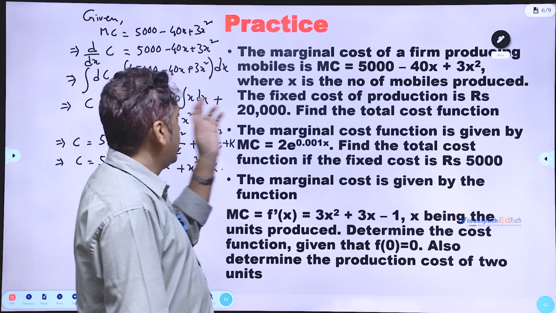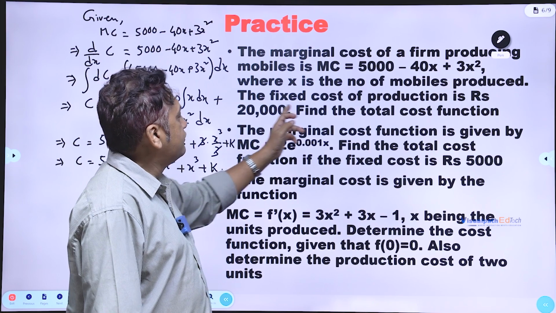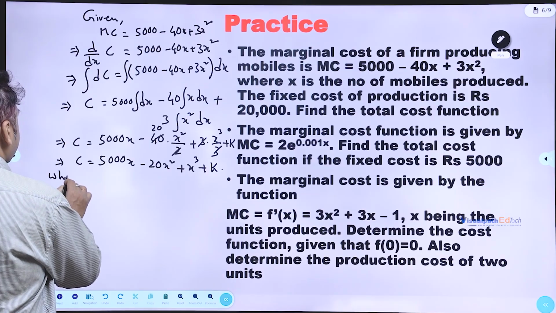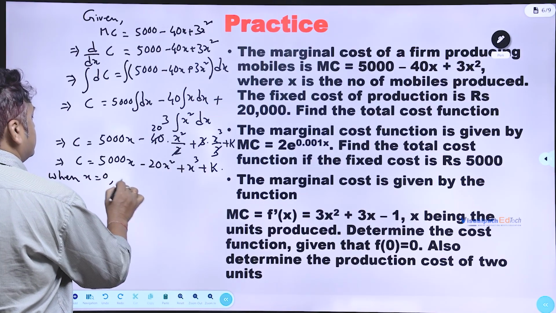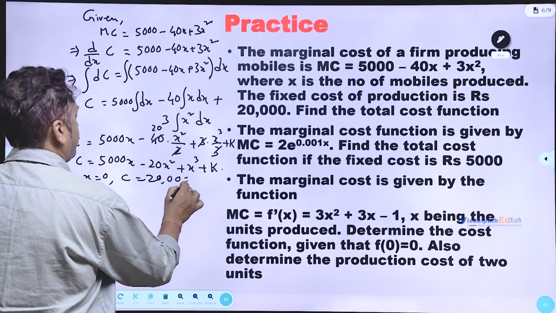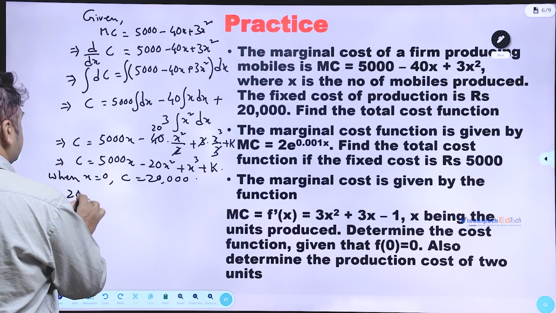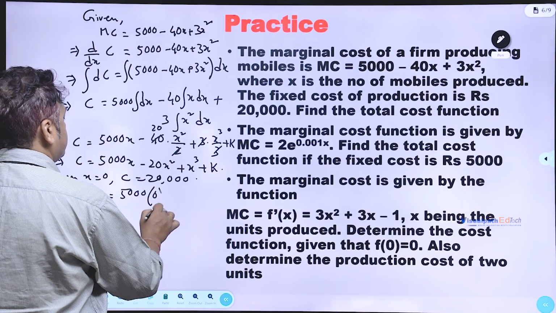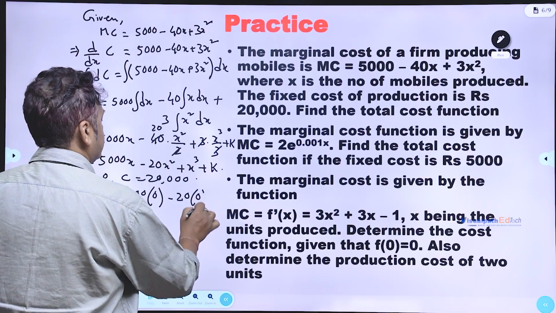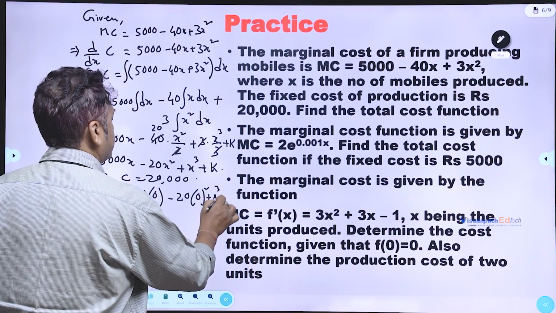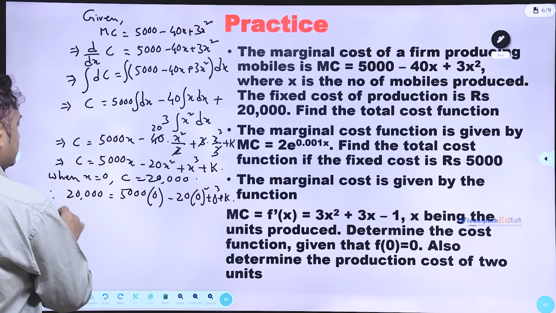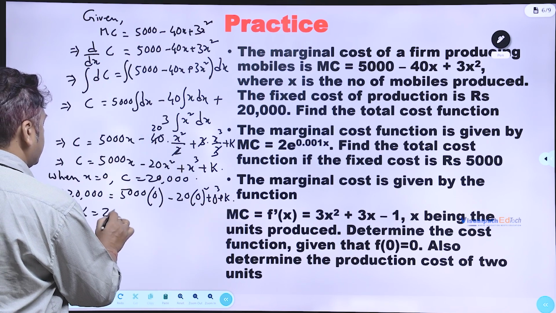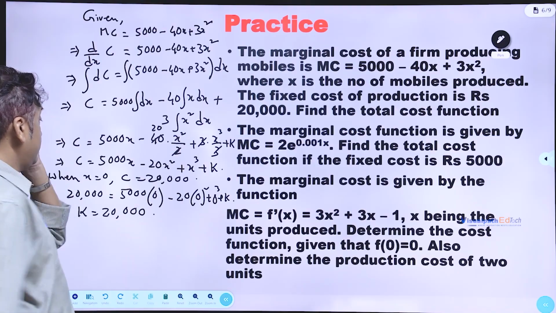For that, we have to come back to the question. The question says the fixed cost of production is 20,000. When x is equal to 0, C is equal to 20,000. Therefore, we have 20,000 = 5,000 times 0 - 20 times 0 squared + 0 cubed + k. In other words, everything is 0 except k. So we get k = 20,000. That's the value of k.